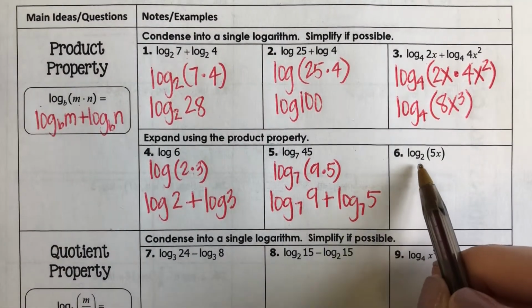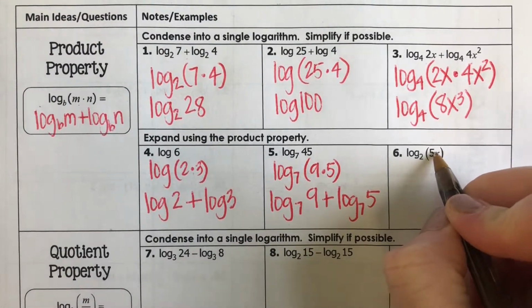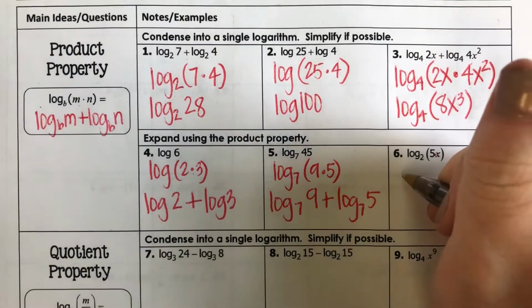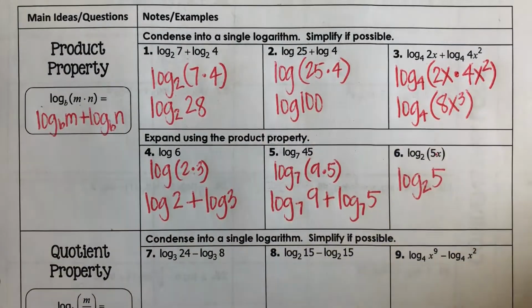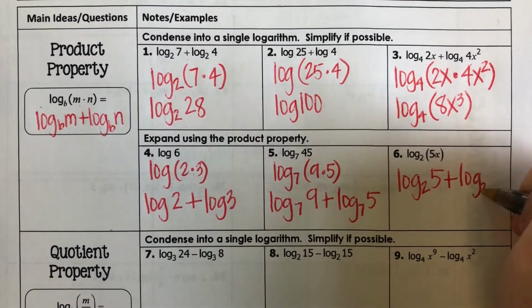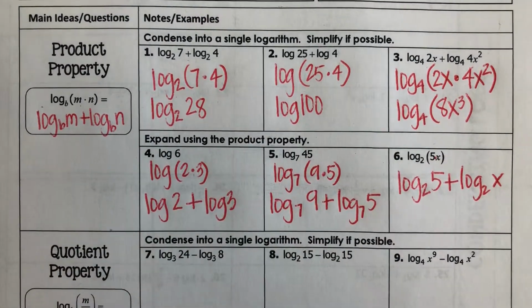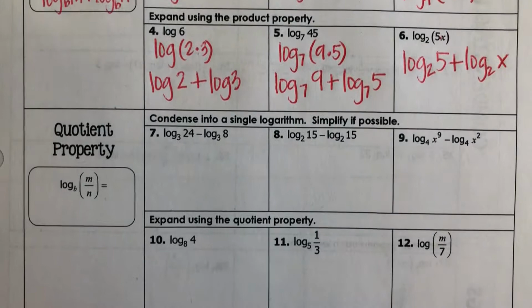All right, then this last one has an algebraic expression. I recognize 5x as 5 times x. So right here, I'm going to break this into log base 2 of 5 plus log base 2 of x. And that is it for the product property.